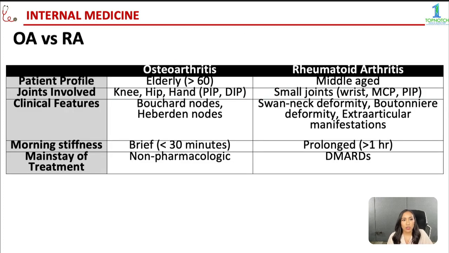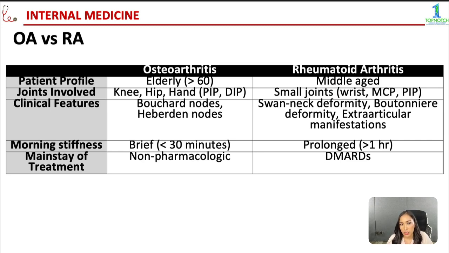Let's differentiate OA versus RA. In OA, usually, elderly, no? Tapos, ang mga affected yung mga big joints like the knee, the hip, and the hand. Particularly yung distal interphalangeal joint, no? Meron tayong Bouchard and Heberden's nodes. Usually, morning stiffness lasts less than 30 minutes and ang mainstay natin is non-pharmacologic, so weight loss, exercise. Non-weight-bearing exercises, okay? Rheumatoid arthritis, usually bata pa yan.